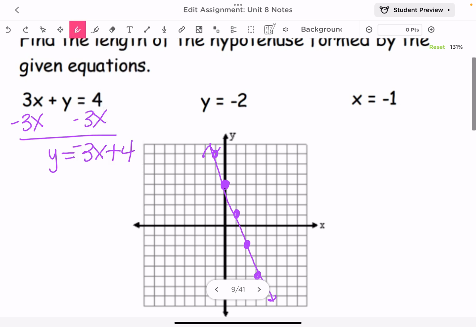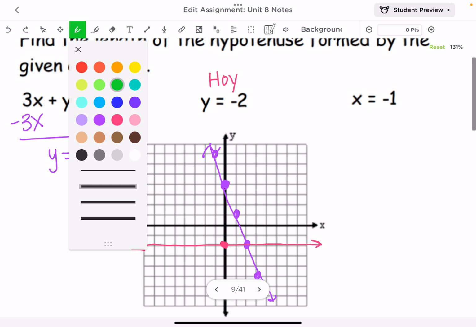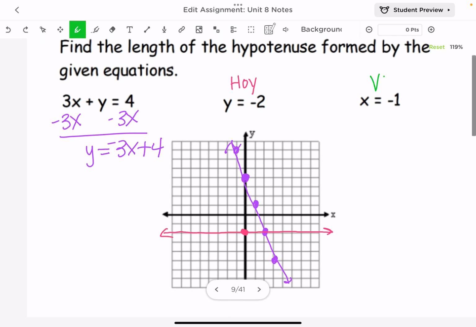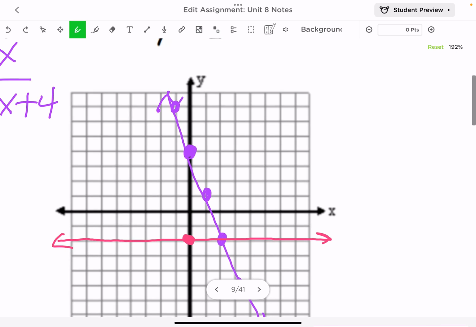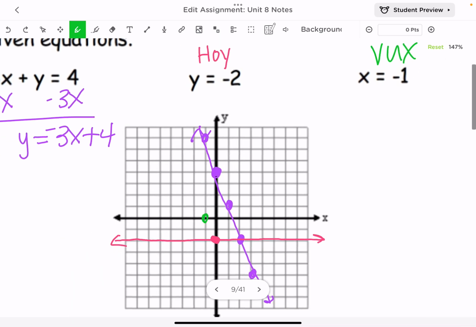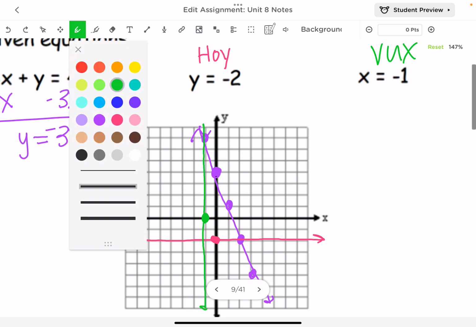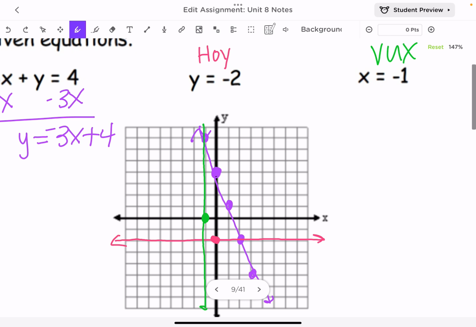Okay, that second line is y equals -2. So think about HOY right here. HOY tells us this is going to be a horizontal line. So I'm at -2, and then I have this horizontal line. And then that third line, x equals 1, think about VUX right here. That tells me this is going to be a vertical line. So I'm going to start at 1, and then I have this vertical line. Okay, and what you'll see is this triangle that has been formed by these 3 lines.